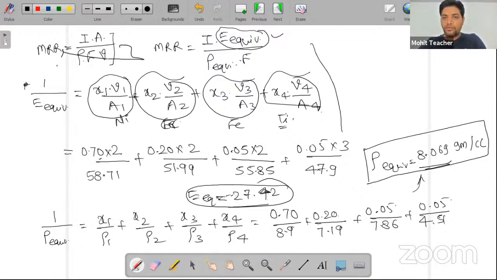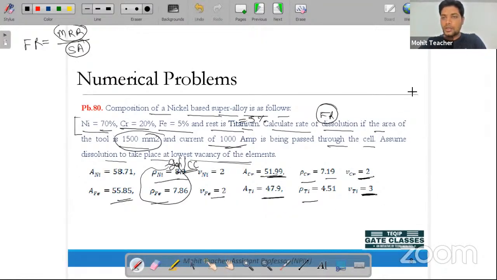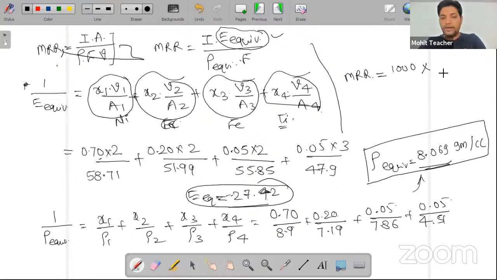Now, what we can calculate from here is MRR, the material removal rate. That will be equal to I, which is 1000 ampere, into E equivalent. We have calculated this value, 27.42, upon rho equivalent, 8.069, into F. If F is not given, then we consider it as 96,500. Can you tell me the value of this MRR?